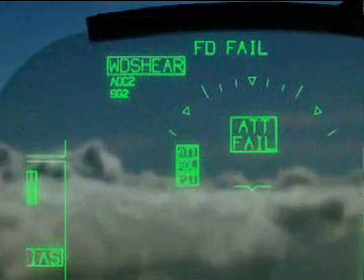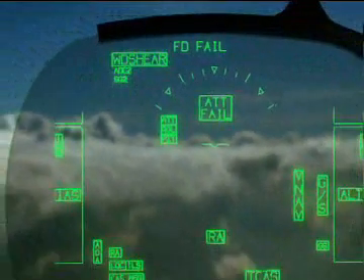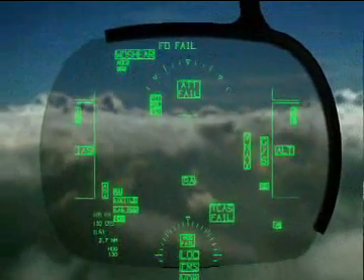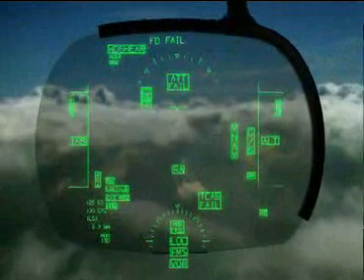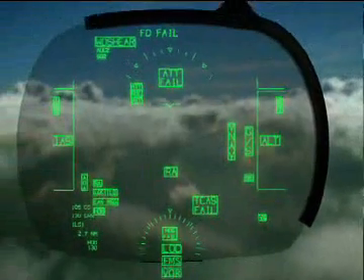ADC source selection is indicated by ADC1 or ADC2 in the upper left portion of the display. ADC1 indicates that ADC1 is selected as both the pilot's and the co-pilot's ADC source. ADC2 indicates that ADC2 is selected as the pilot's ADC source. Glide slope deviation failure is indicated by boxed characters GS to the right portion of the display.